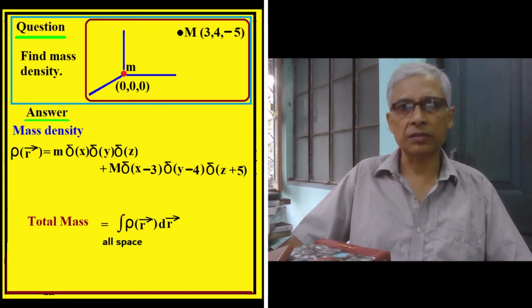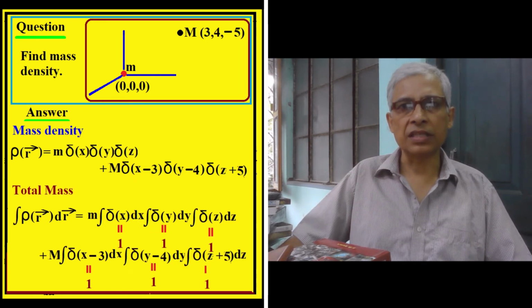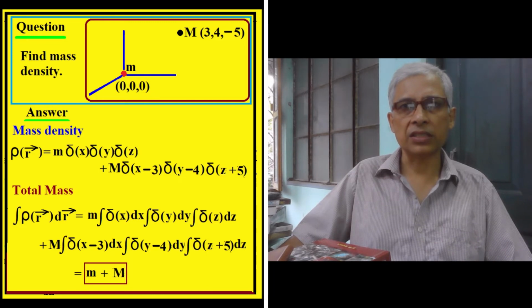Let us verify our result by finding the total mass. The formula for total mass is integration over rho of vector r d of vector r, and we have to integrate over all space. We put the rho we got in the integrand and integrate, which essentially turns into integration of the Dirac deltas, and in each case we get unity, since area under Dirac delta curve or plot is unity. So the result is small m plus capital M, representing the total mass of the considered distribution.